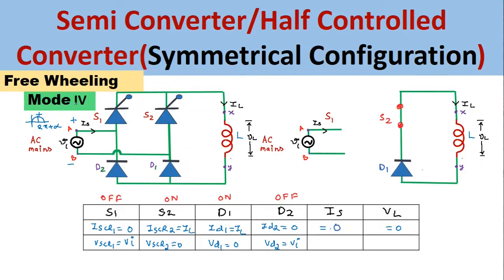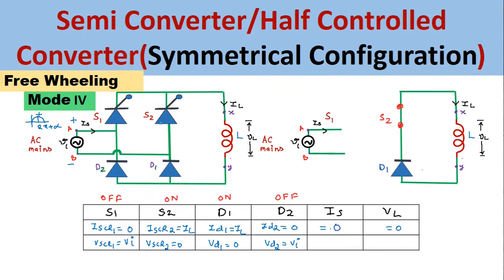Now we will study mode number 4. In this mode number 4 also freewheeling takes place. Mode number 4 is always studied in the positive half cycle of the AC input signal before the firing angle. So before 2 pi plus alpha, we will study mode number 4. During mode number 4, the positive half cycle is coming, so A point will be positive and B point will be negative in this condition.